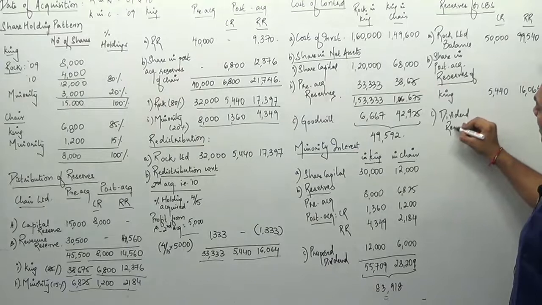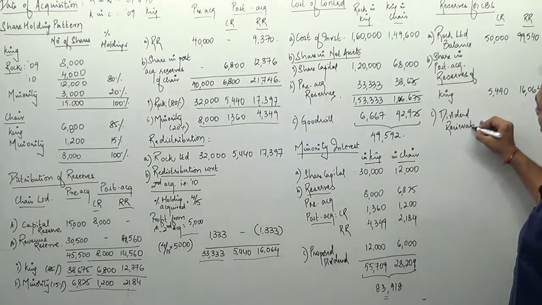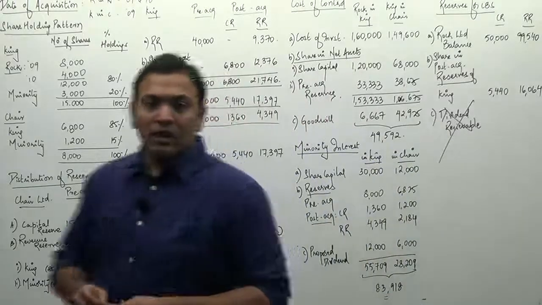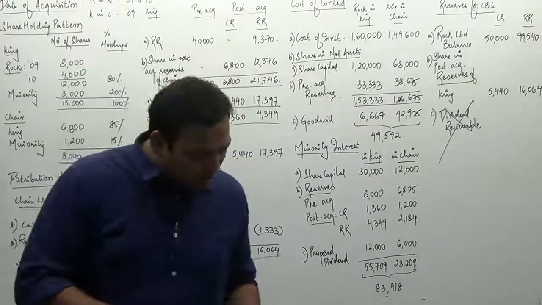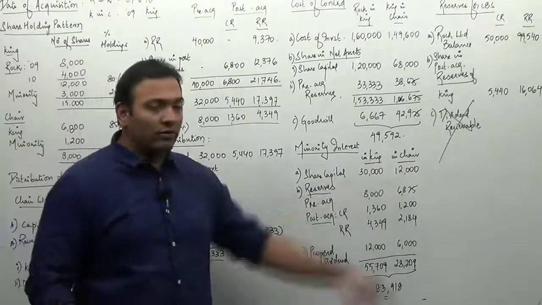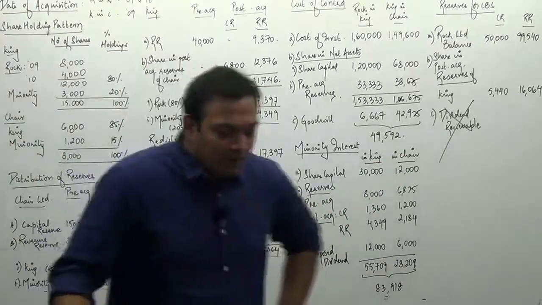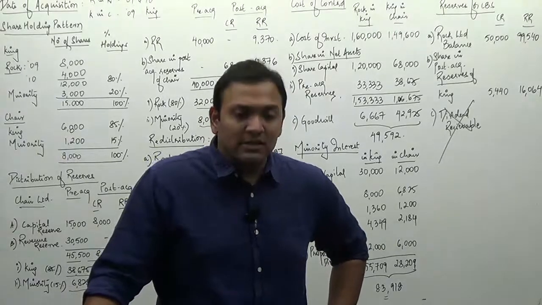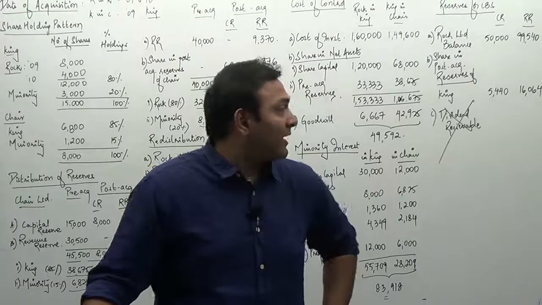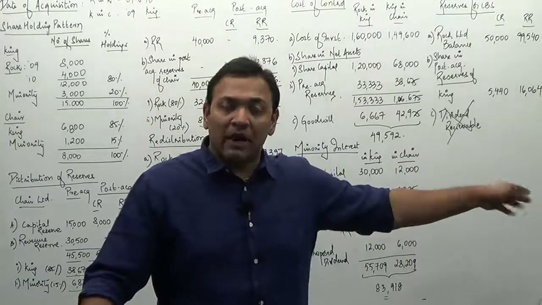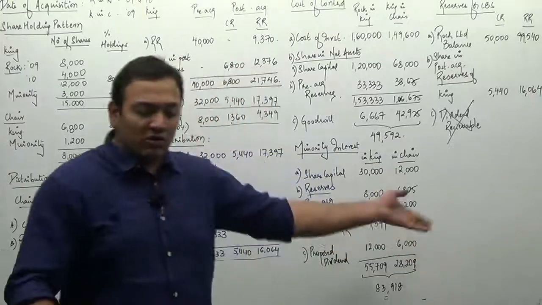Dividend receivable, I won't add because of the last line. Normally I would have, but check the last line. Proposed dividend of subsidiary is already included in the figures of the debtors in the accounts prepared by parent company. That means this dividend receivable has already been taken by the parent company. I don't have to add the dividend anymore now. So that's it.